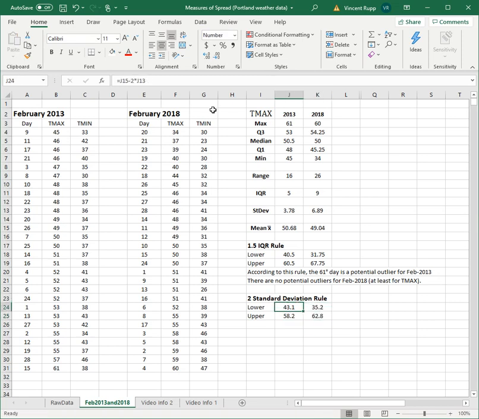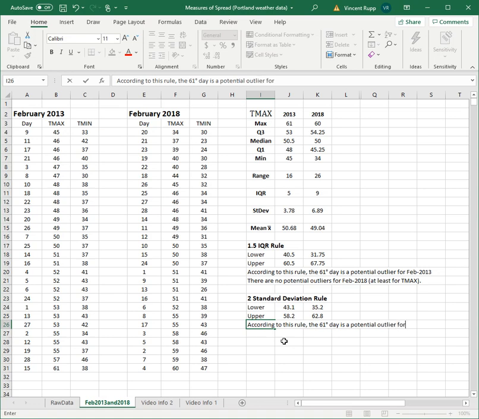So we get similar numbers, but they're a little bit different. This says anything less than 43.1 is a potential outlier for 2013. Again, there aren't any days that were that cold. Anything that was over 58.2 is a potential outlier. So similar, but a little bit different, but we're going to conclude the same thing for this one. According to this rule, the 61 degree day is a potential outlier for February 2013. So they both agree for February 2013.